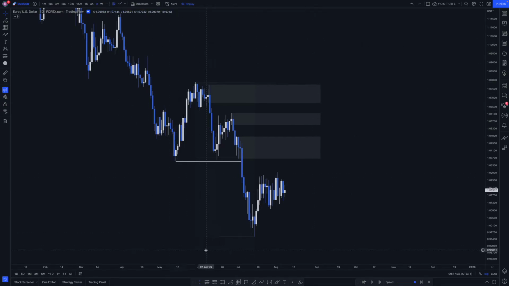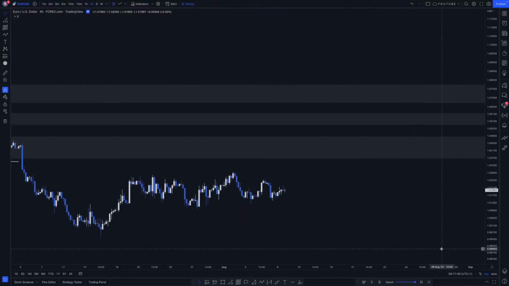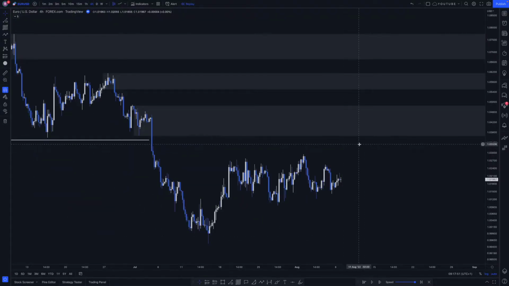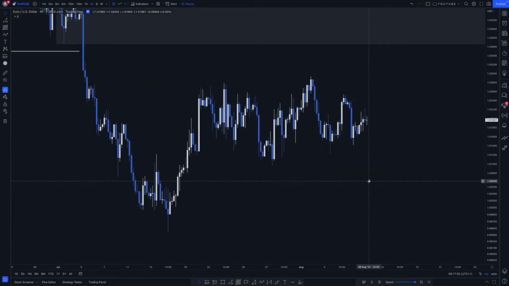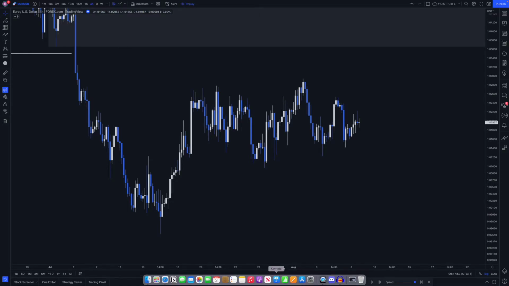So what I would do then is just delete this because we've marked out the supply zones that we've got right here. What I would do then is drop down onto a 4 hour time frame. Bearing in mind that we are bearish on the daily and we are also within a daily pullback. What you're seeing here is we are within this pullback leg.